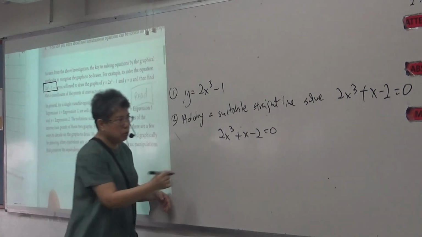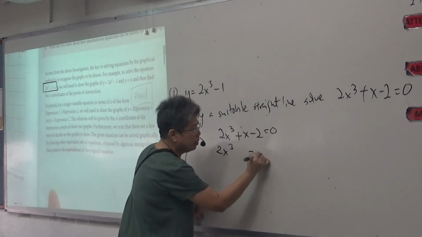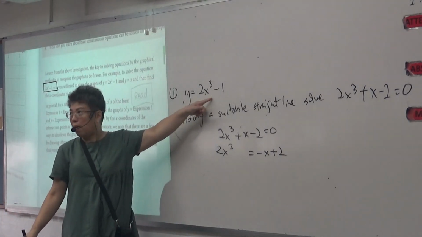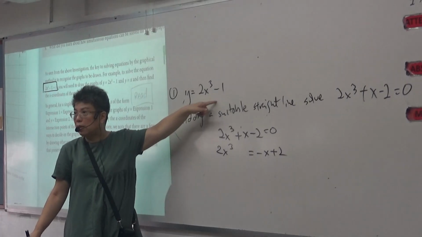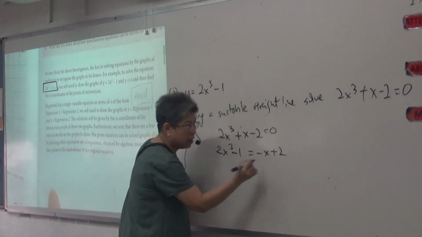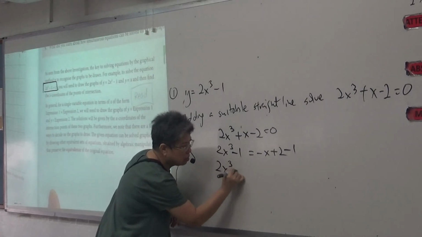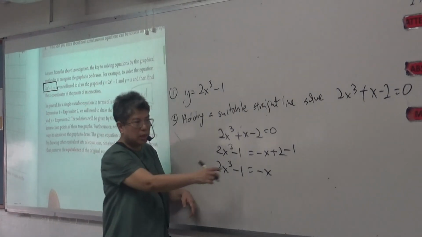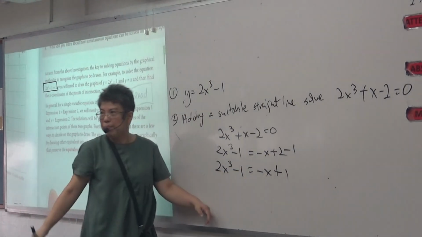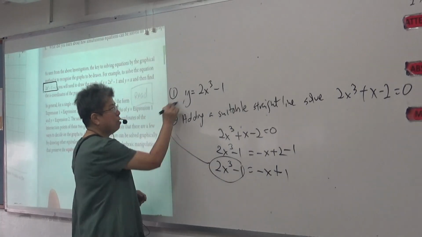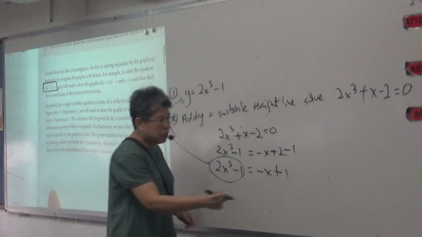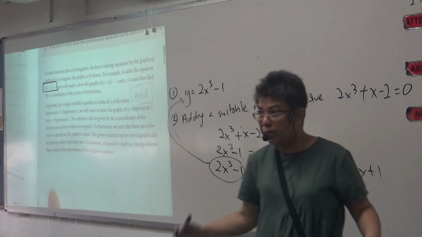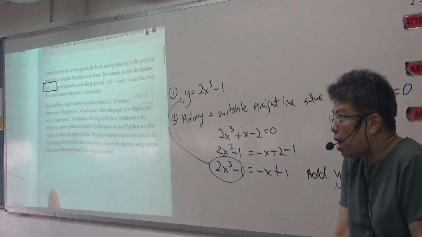You don't worry so much. You leave the 2x cubed here first. This will equal to negative x plus 2. Correct? And what is this? Minus 1. So this side minus 1, this side also minus 1. 2x cubed minus 1 equals to negative x plus 1. Now, can you see this is already the original curve? So I add which line? Add this, the other side. Understand? And a straight line.